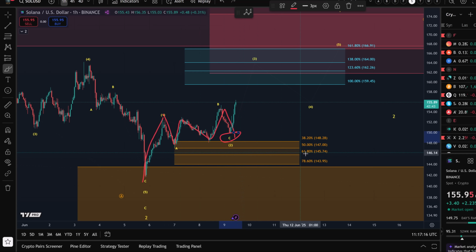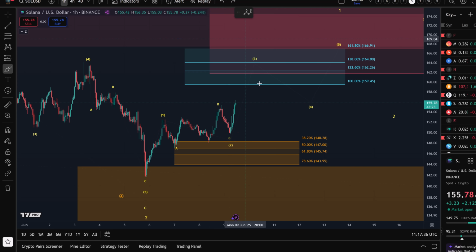Either way, what's important here as well is that the market doesn't break below the 78.6 retracement on this smaller time frame. Well, it's holding. And now we could be on our way in this 3rd wave. For a 3rd wave, the first ideal target is normally the 138% extension, in this case $164. So at the moment, it's going according to script.